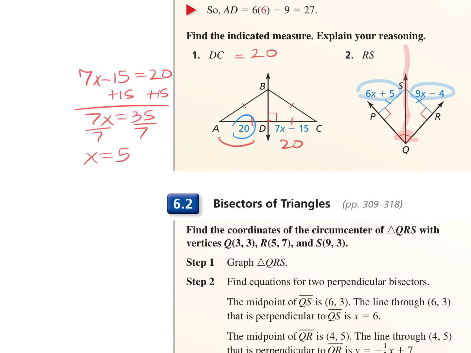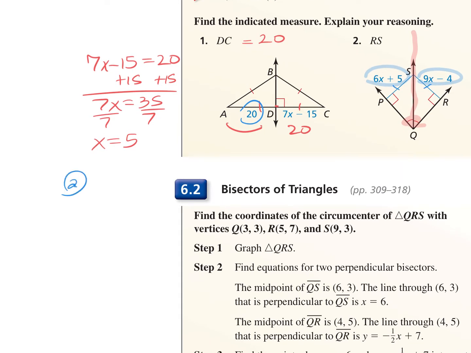So to solve for x, I'm going to set 9x minus 4 equal to 6x plus 5. I'm going to find x by subtracting 6x.